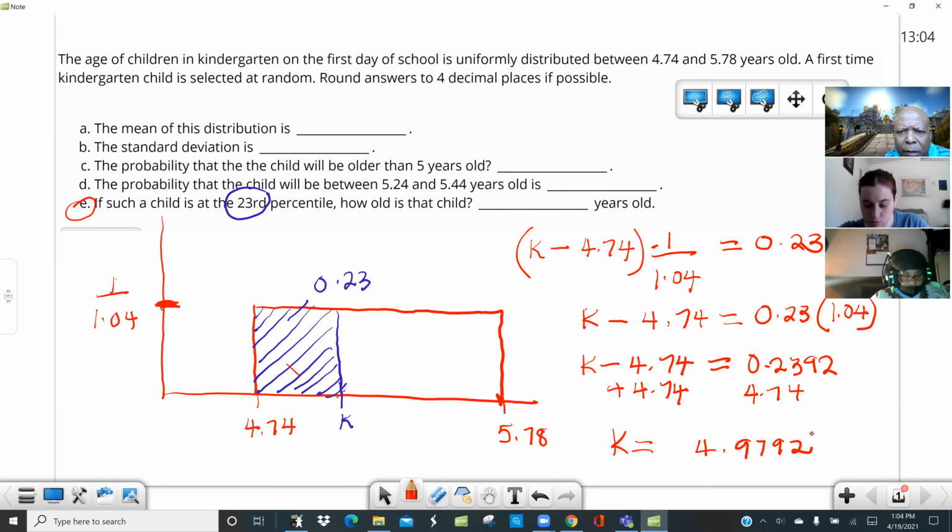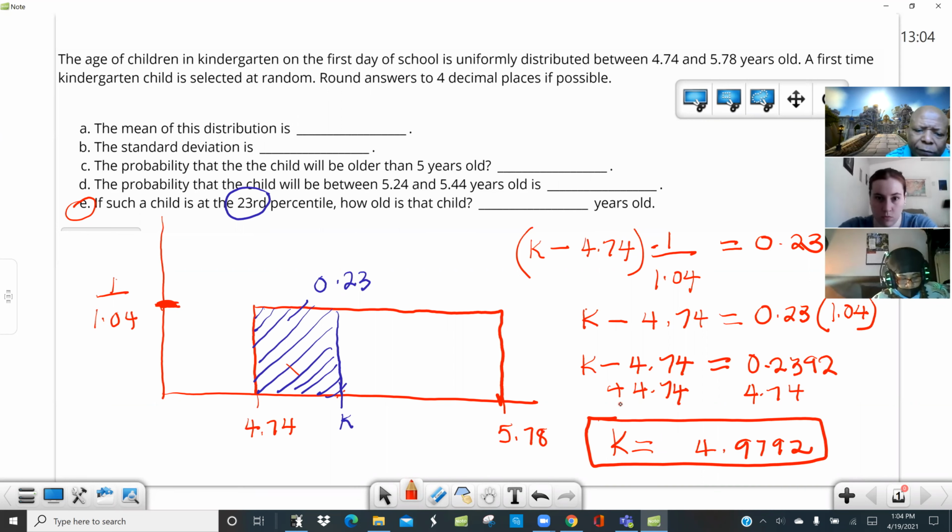4.9792. How many decimal places? That's what it is. So that's the K. That is the value of K, which will give you an area of 0.23 because of the 23rd percentile. So that's what you do to isolate that unknown value.